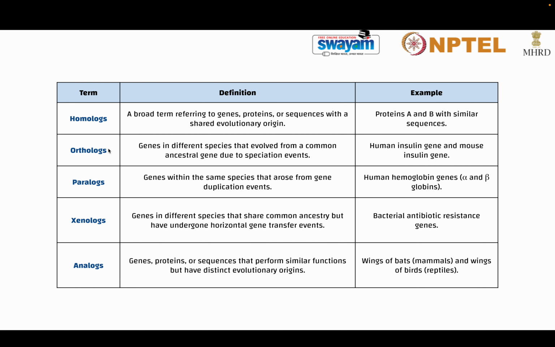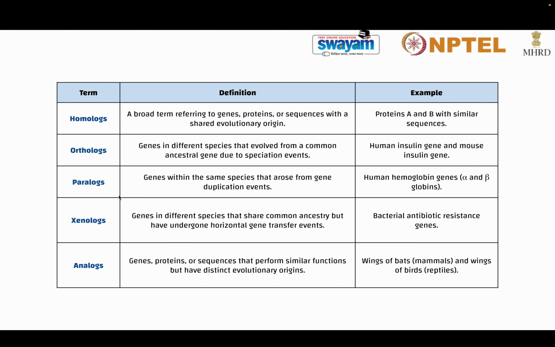When we say ortholog, it is a subcategory of homolog. That means its ancestor is the same, but these genes in different species have evolved from the common ancestral gene due to speciation events. There was a common ancestor, then a speciation event occurs due to which two different species are formed and they share some sequence similarity. We cannot say the sequence will be entirely similar, but still there is similarity. The origin is the single ancestor. For example, the human insulin gene and the mouse insulin gene are a good example of orthologs.